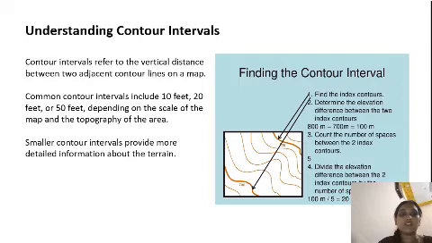Understanding contour intervals. Contour intervals refer to the vertical distance between two adjacent contour lines on a map. Common contour intervals include 10 feet, 20 feet, or 50 feet, depending on the scale of the map and the topography of the area. Smaller contour intervals provide more detailed information about the terrain.